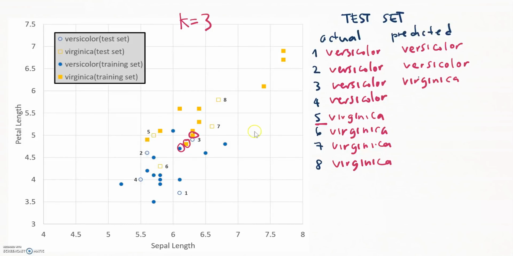And so for record number 3, it is predicted to be virginica. Okay, let's rub it off. And let's look at record number 4. As you can see, record number 4 is over here, and its 3 nearest neighbors are all versicolor.